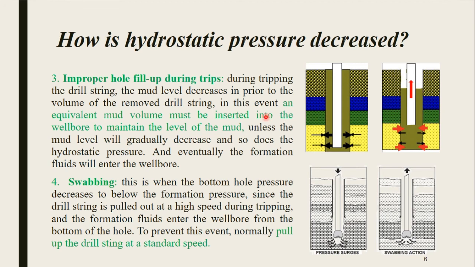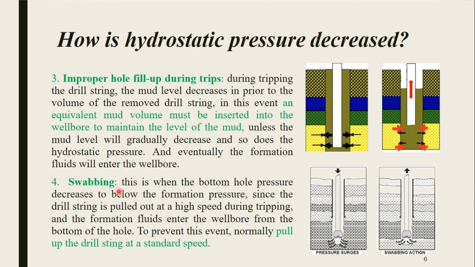The hydrostatic pressure is proportional to H, the height of the fluid. If we want to prevent this, then we have to add an equivalent amount of mud to the wellbore as the drill string is pulled out. Or in other words, the level of mud should always be maintained during the operation of tripping. That's the solution.